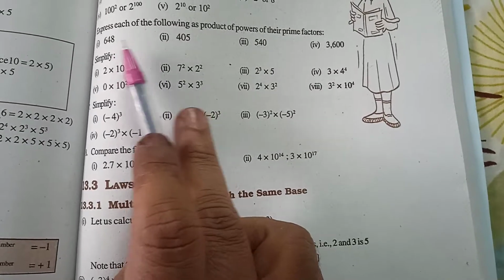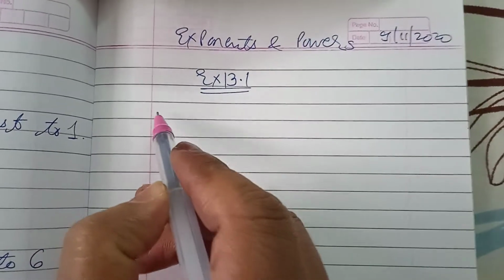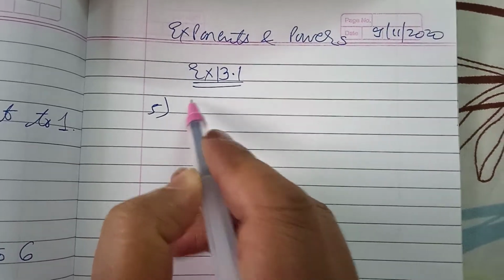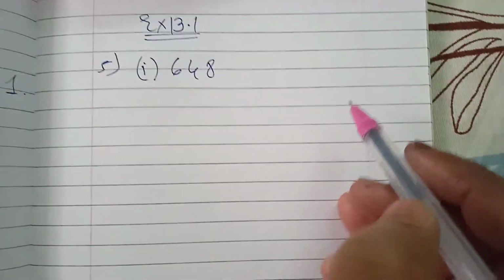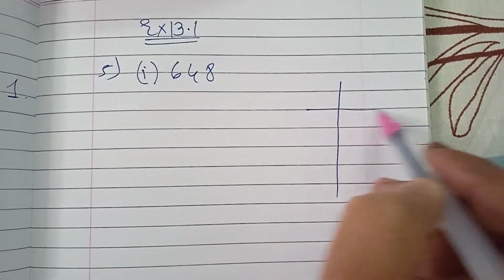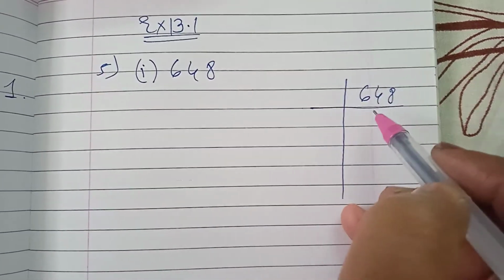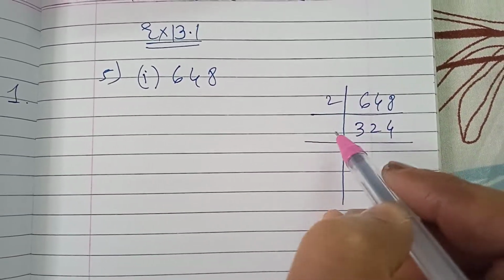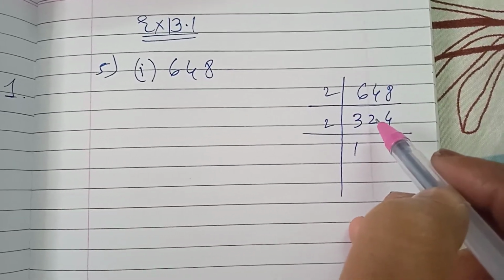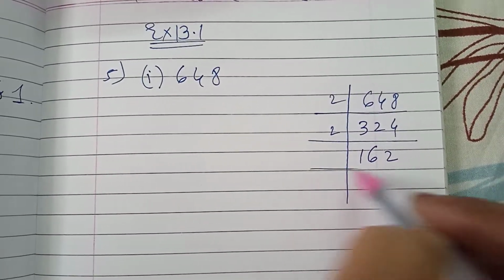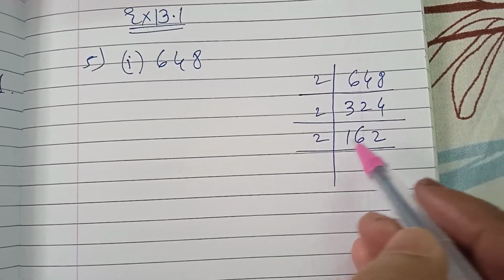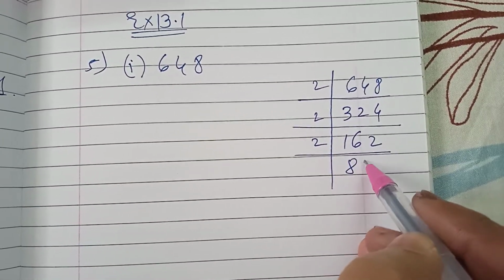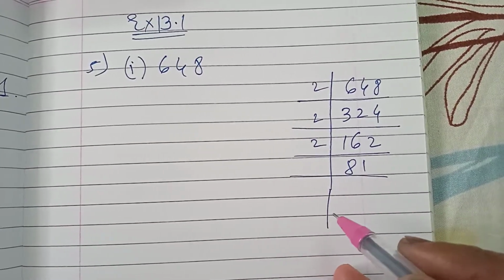Now you see this question. Question number 5, first. Here is 648. So we find the prime factors here. 648 is an even number, so we take here the 2. 2 3s are 6, 2 2s are 4, 2 4s are 8, again 2. 2 1s are 2, 2 6s are 12, and 2 2s are 4. Then 2, then 2 8s are 16, 2 1s are 2. Now it is an odd number.